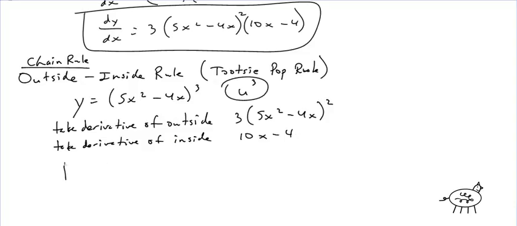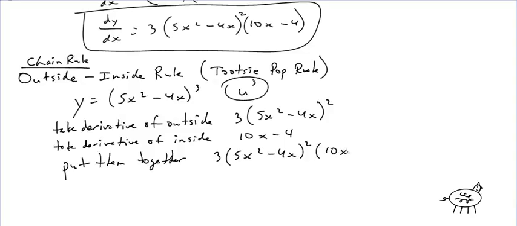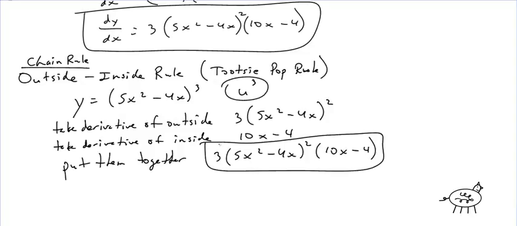All right, then we're going to put them together. Kind of like when we put the dy du and the du dx together. It's exactly what we're doing. And we just put them together, and we get 3 times 5x squared minus 4x quantity squared times 10x minus 4. And we get the derivative. Amazing! It's the same thing.